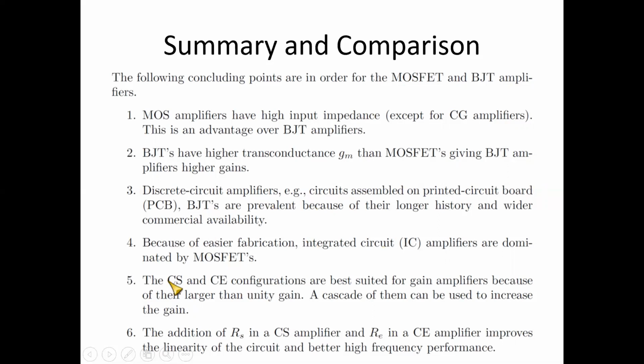The common source and the common emitter configurations are best suited for amplifiers which should provide gain because of their larger gain than the unity gain. A cascade of them can be used to increase the gain. You can connect two or more of the CS amplifiers or the CE configuration amplifiers to get more gain. The addition of RS in the CS amplifier or the RE in the CE amplifier improves the linearity of the circuit by providing negative feedback, and that increases the high frequency performance as well.